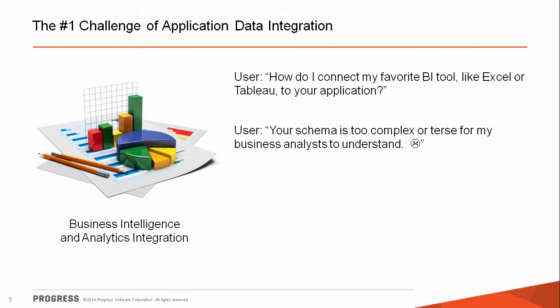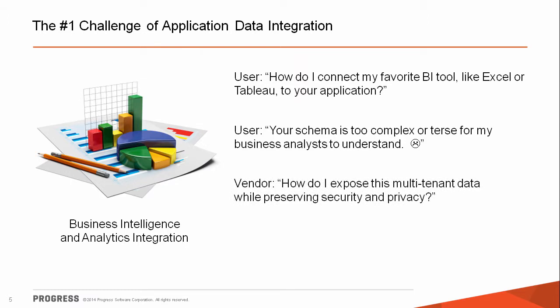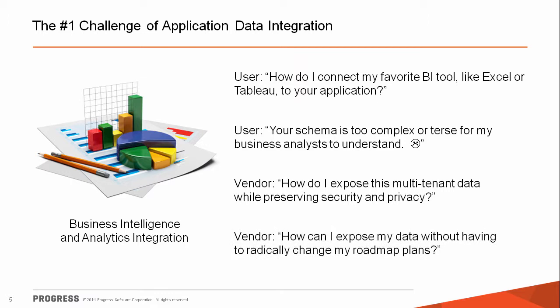You've built a schema that's designed to bring high performance transaction processing to an application. It's not designed for the business analyst who needs more of a business vocabulary or a business-friendly schema, if you will. From vendors, we hear things like, how do I expose this multi-tenant data while at the same time preserving the security and privacy for each of the tenants in my ecosystem or within my application as well? Not a trivial challenge in all circumstances, especially when you're simply exposing the database. Or finally, how do I expose my data without having to radically change my roadmap plans?